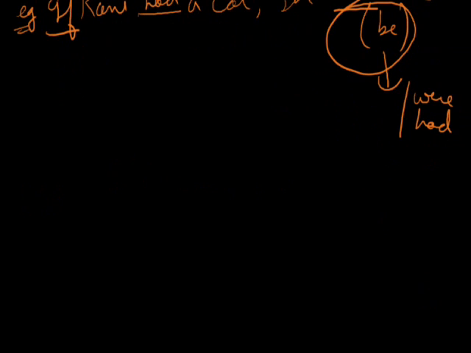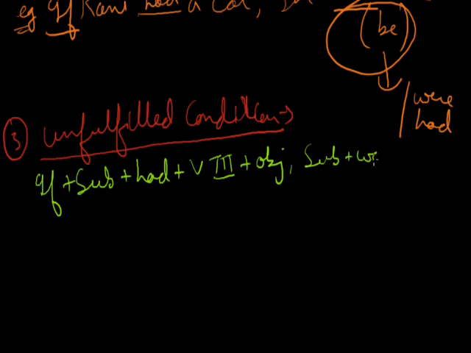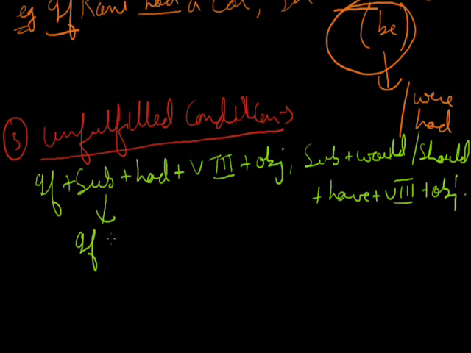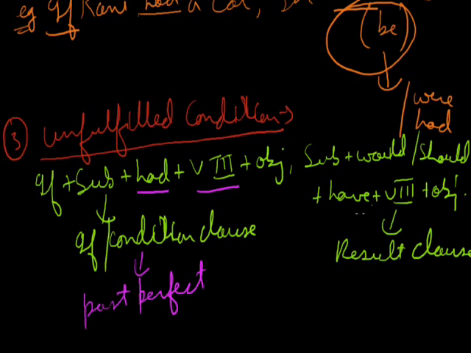Now coming to the last condition, that is the unfulfilled condition. For this, the structure will be condition clause and result clause. Now for this, the tense used will be past perfect, because we are using had and then the third form of the verb. And over here also, the tense used will be past perfect. So with both the clauses, we will use past perfect.